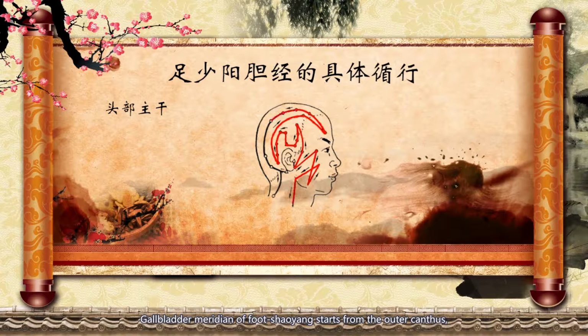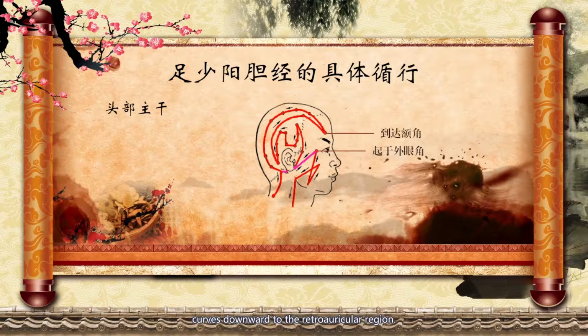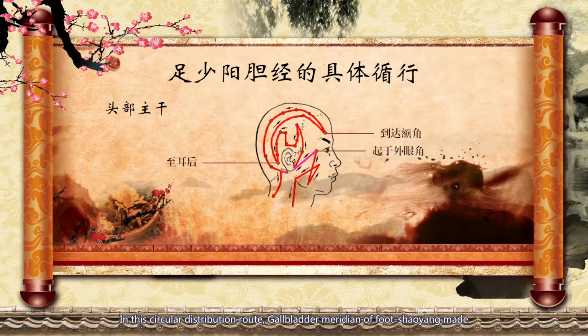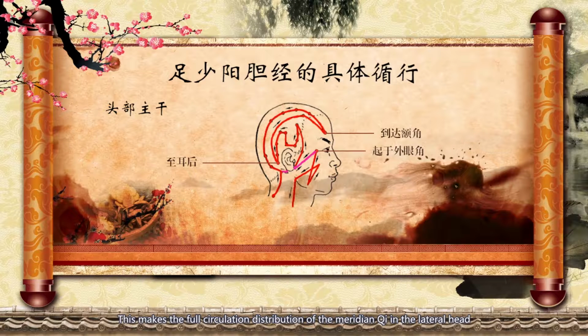Gallbladder meridian of foot Shaoyang starts from the outer canals, ascends to the corner of the forehead, curves downward to the regular vascular region. In this circular distribution route, gallbladder meridian of foot Shaoyang made a number of recurrences at the site of lateral head with hair growth. This makes the full circulation distribution of the meridian qi in the lateral head.